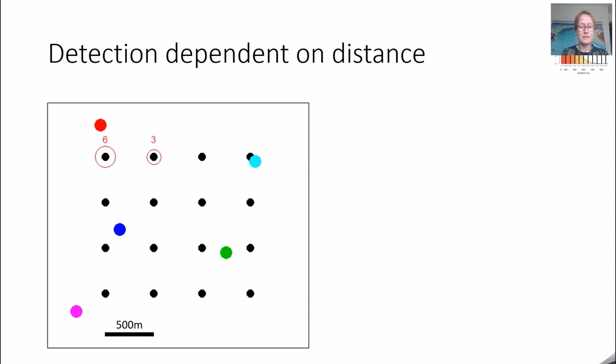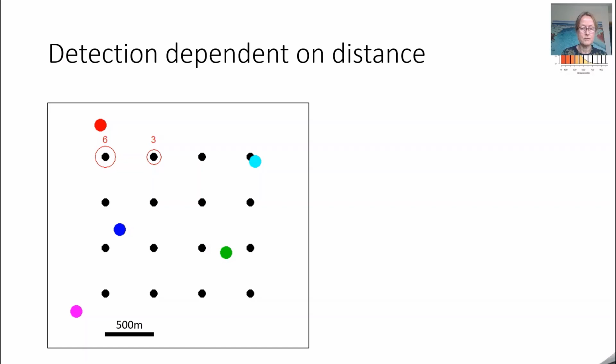Let's say each animal makes 10 calls. Remember, this is a theoretical example. And the number of calls detected depends on how far the detector is. For example, this red animal makes 10 calls, and 6 of these are detected on detector 1, 3 on detector 2, and none on the other detectors.